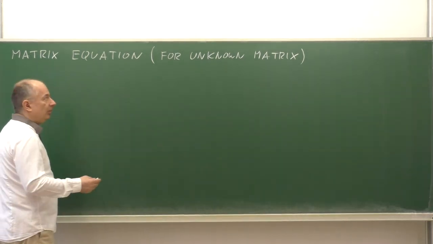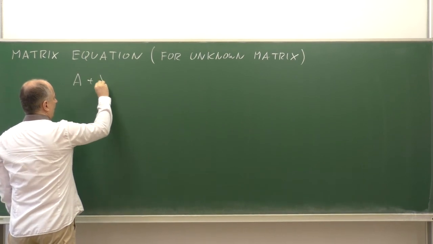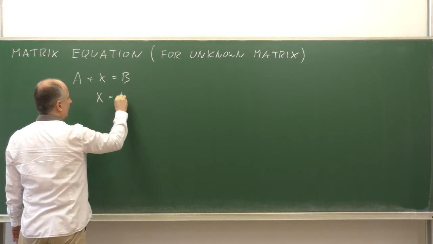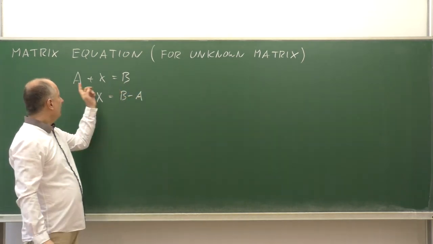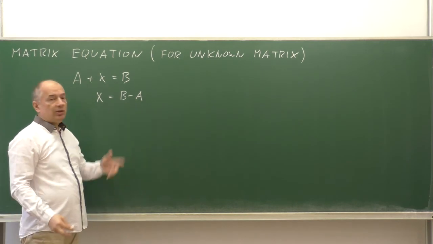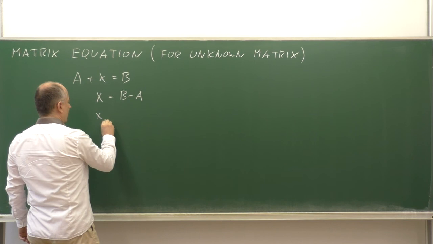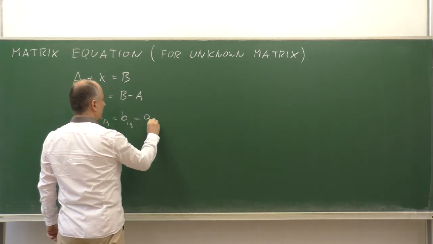If we have a simple equation like A plus X is B, then X can be written as B minus A, and if A and B are matrices, then we just subtract two matrices, no problem, in the sense that Xij is Bij minus Aij.